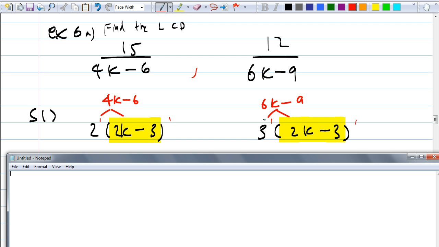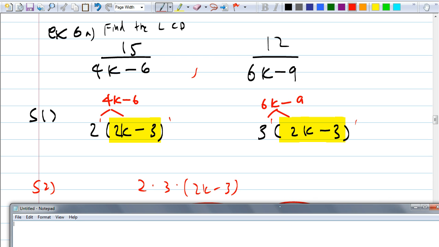So who could tell me what to write for the LCD then? How about Camilla? Can you tell me all the factors that were used? 2, 2k minus 3, and 3. That's it, right? So there you go. Aren't these the factors that were used in both of the fractions? So instead of just numbers, we now have some polynomials as a factor. Is that okay? That's fine, right? And which exponent do we choose? 2 to the? First. There's no other 2. 3 to the? First. And then 2k minus 3 to the? First. There were no exponents at all. So that's easy.